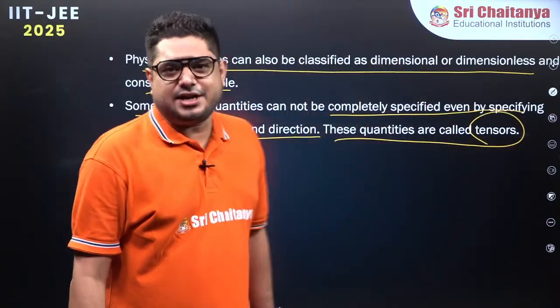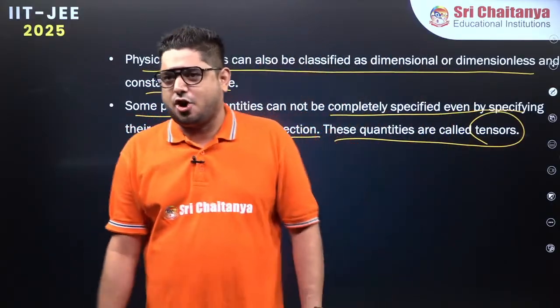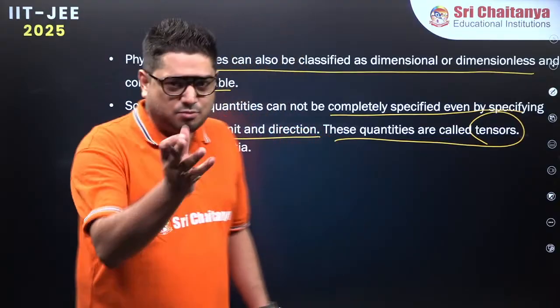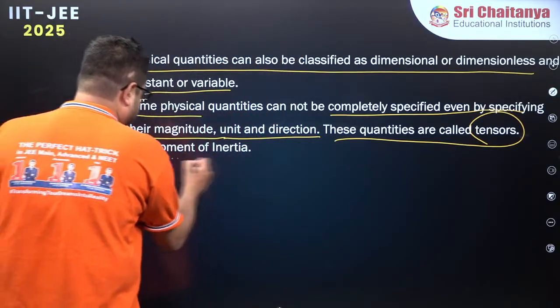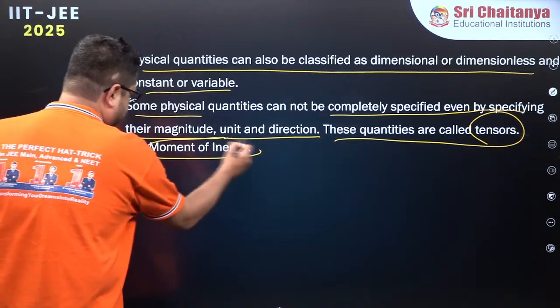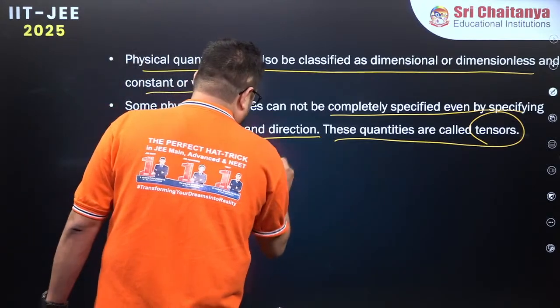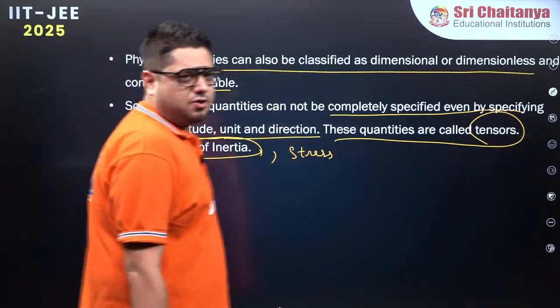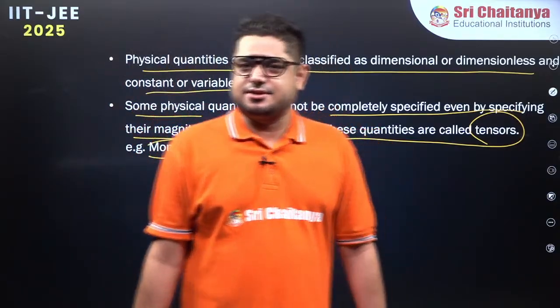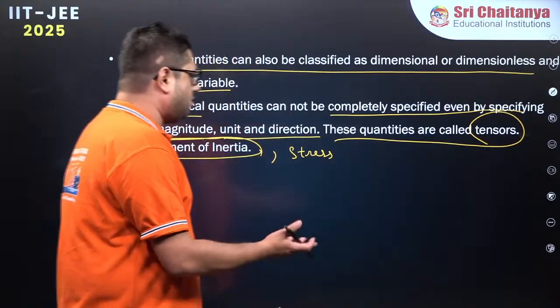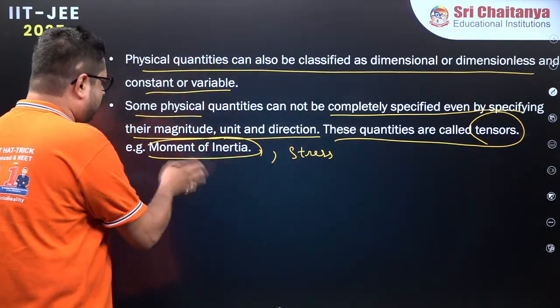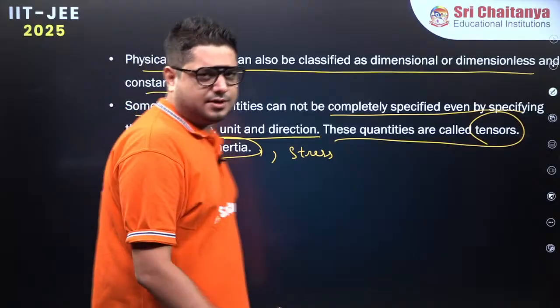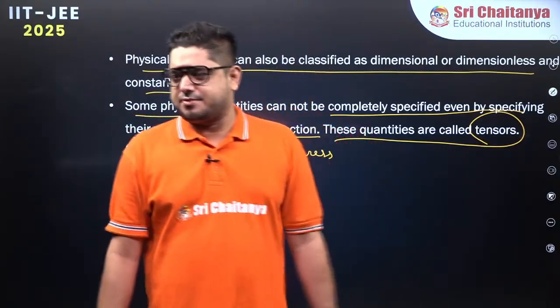I think I've already used the term tensor, isn't it? If you can recall, I mentioned moment of inertia and stress. One example is being given; another example, you can also write down, is stress. Stress is another example. Okay, so these are known as tensors. You cannot say they have magnitude, units and direction over there. So that's what is known as tensors, everyone.